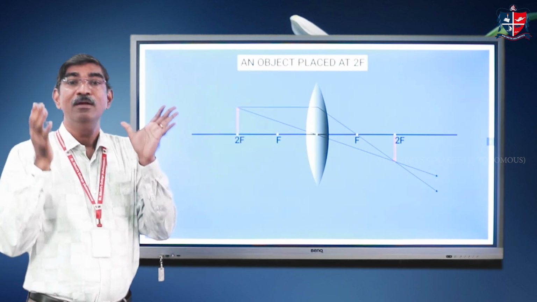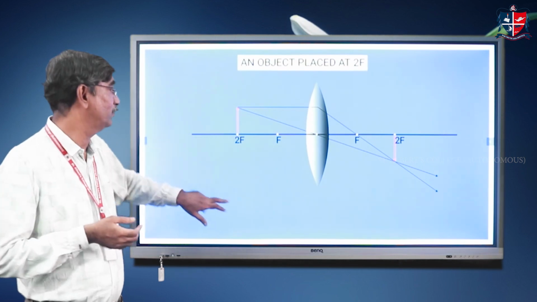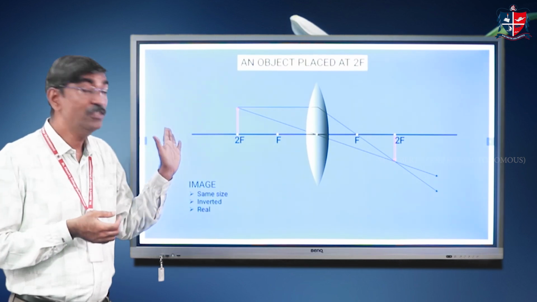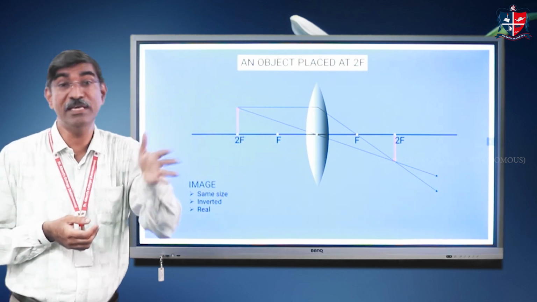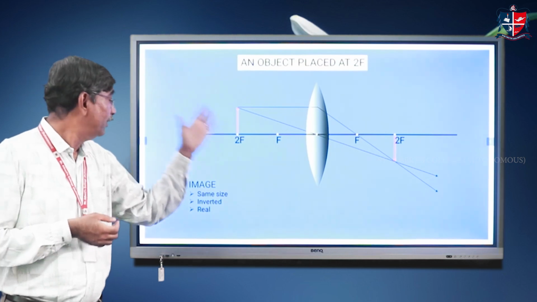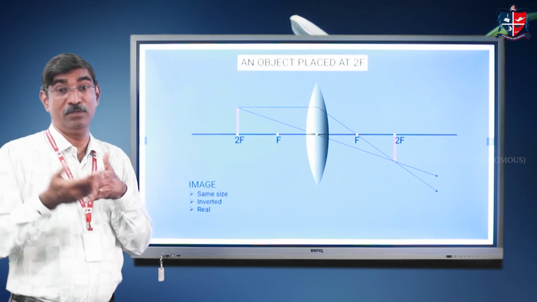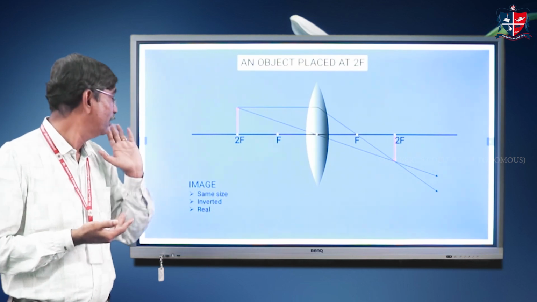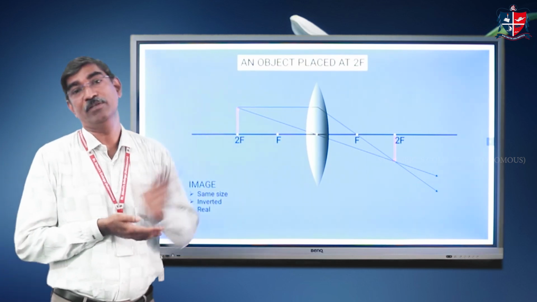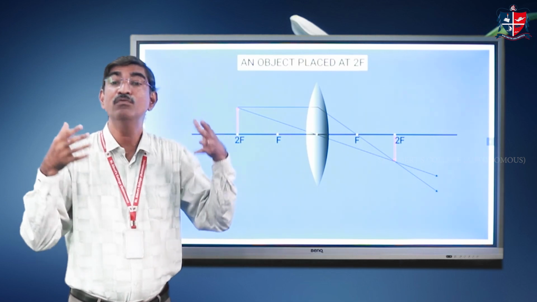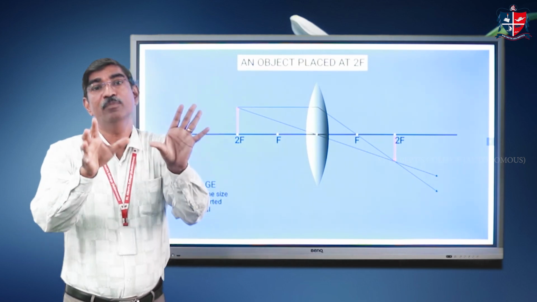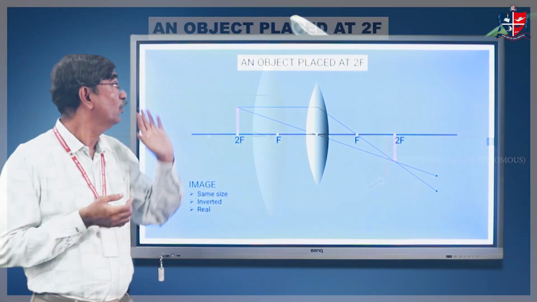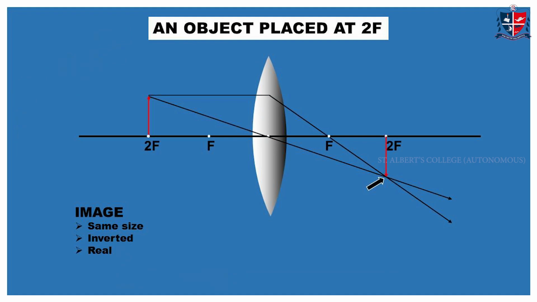Let us compare the object and the image. See, the image formed on the other side is of the same size. Then the image is inverted. It is upside down and it is a real image. A real image means the image is formed by the intersection of the two rays coming from the object. So this is how an image is formed when the object is placed at 2f.